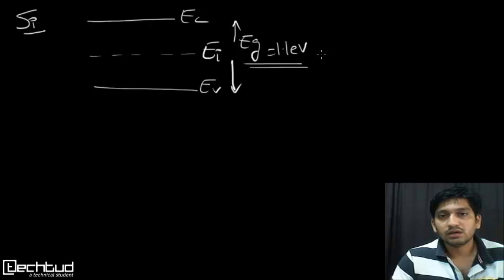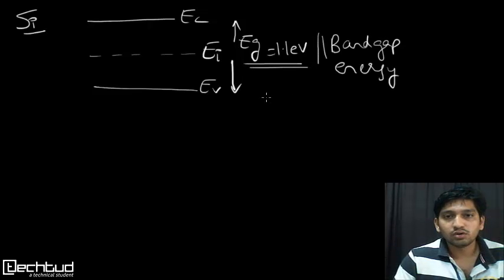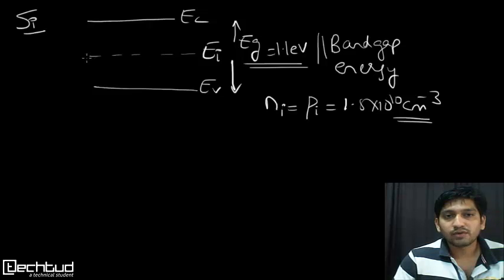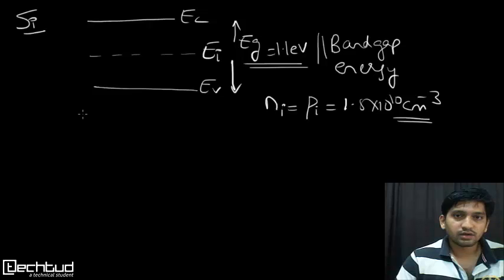Okay, so this is the band gap energy, and we also know that the intrinsic carrier concentration is equal to the hole concentration. That is almost 1.5 × 10^10 per cm³ for silicon. So in this case, the Fermi level is almost in between EC and EV. This is the case for silicon.